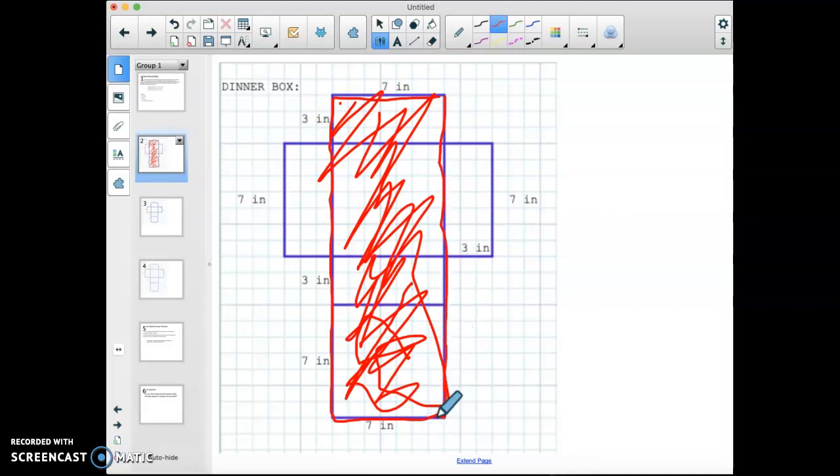We know the area of a rectangle is length times width. So we know that the width is 7 inches, so we can put that over here, 7 inches multiplied by the length. We have multiple different measurements, but we can add them together to get the full length. So we have 7 plus 3 plus 7 plus 3, and that comes out to be 20 inches.